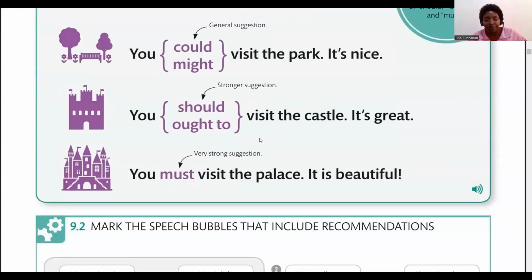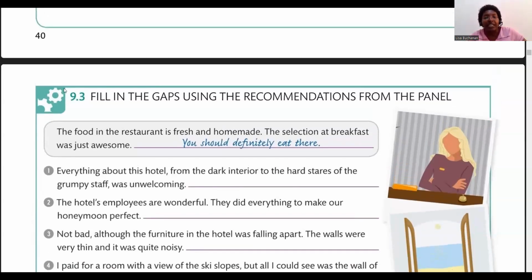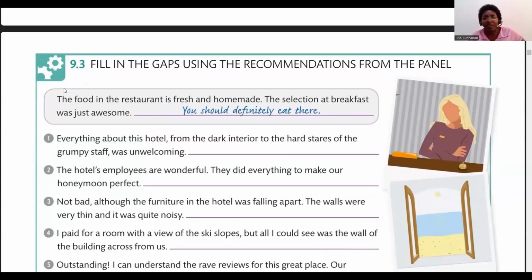Okay, let's move forward. All right, so we're going to fill in the gaps using the recommendations from the panel. And we are going to be talking about hotel experiences and staying at a hotel. Let's look at the first example. So here, the food in the restaurant is fresh and homemade. The selection at breakfast was just awesome. So what is the recommendation? What is the suggestion? You should definitely eat there. Right? That's a nice, strong suggestion. Yeah, you should. Why? Because the food was great. It was fresh and homemade.